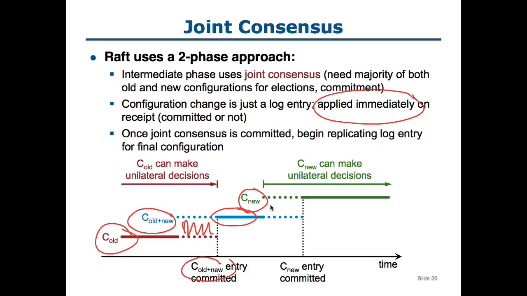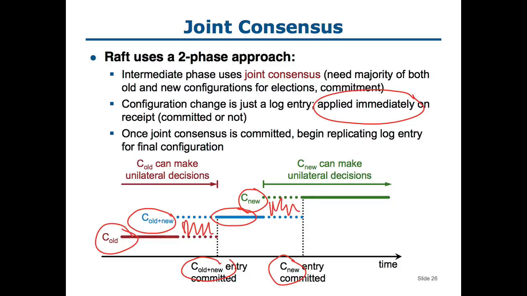And again, for a period of time, it's possible that the cluster may operate under either Cnew or under that joint consensus. Because once again, that server could crash and another server could take over that's using the joint consensus. But again, eventually, that new configuration entry will become committed. And then once that happens, all future decisions in the cluster will be based on Cnew.